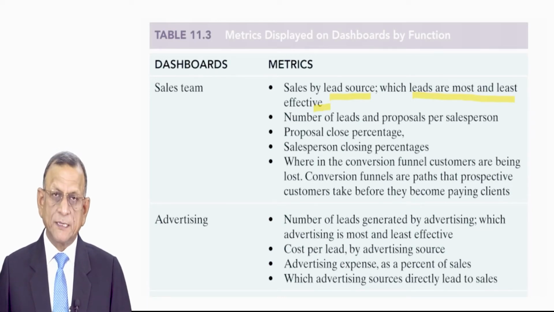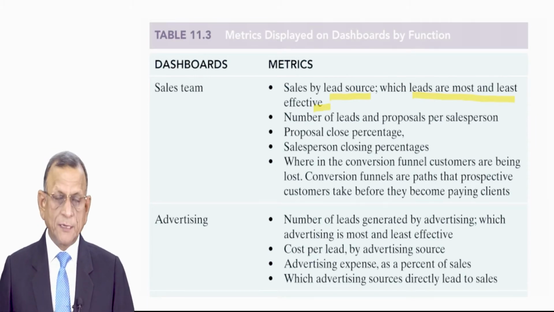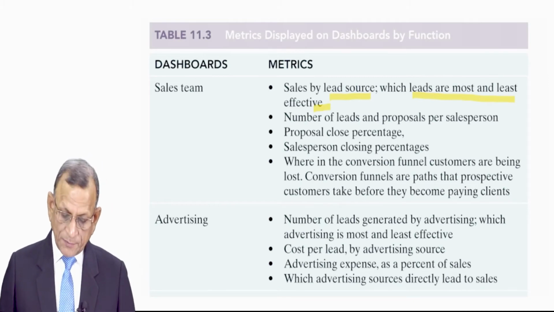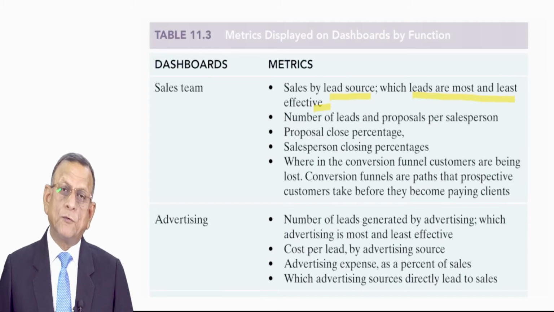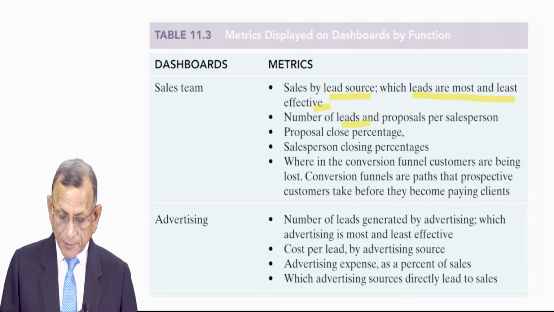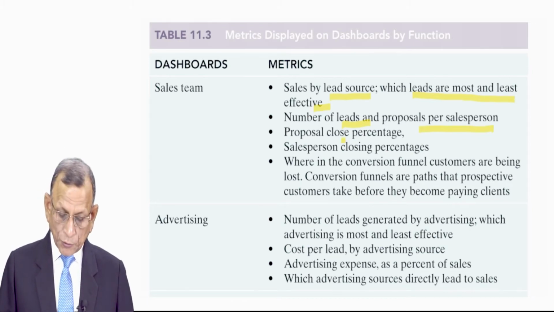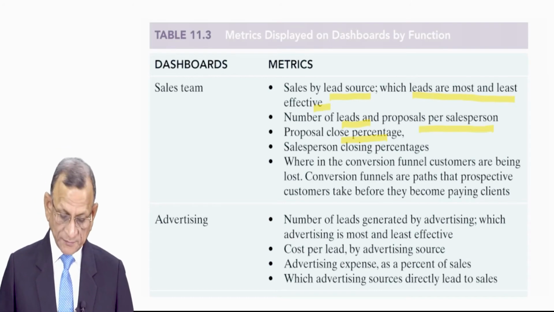So this is a lead. Whether this lead is getting converted into real sales or not is the job of the sales team, and this is what we want to understand: which lead is performing more, and where we got this lead from. Similarly, the number of leads and proposals per salesperson. Proposal close percentage: we made 10 proposals, how many proposals could we close, meaning we could sell.